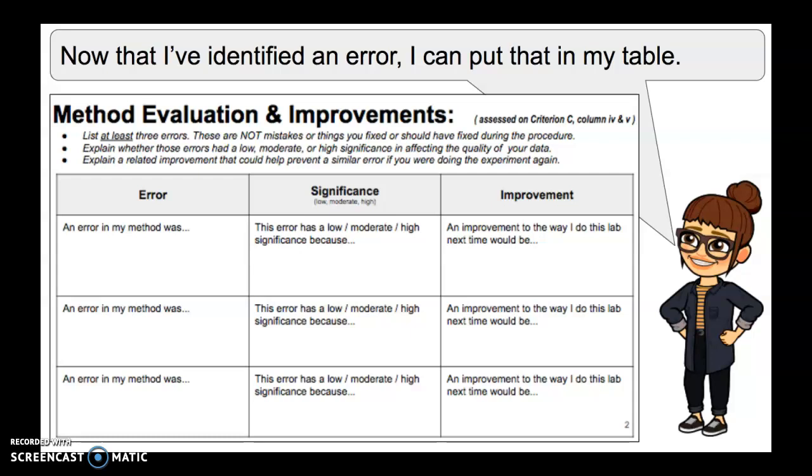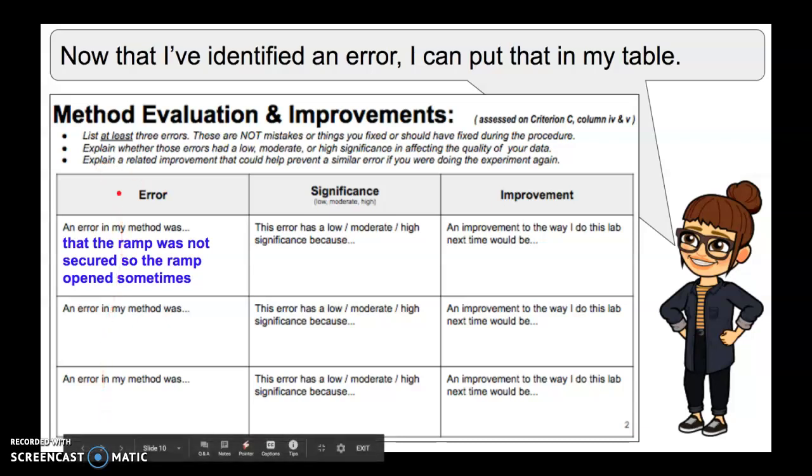So I know that we talked about that we would explain the difference between an error and a mistake. Basically, errors are things that affect your data. These are not mistakes or things that you should have fixed during the procedure. They are things that affect the data. So I'm going to put my error right here, and I'm going to say an error in my method was that the ramp was not secured, so the ramp opened sometimes. I'm just explaining what happened in this error column here.